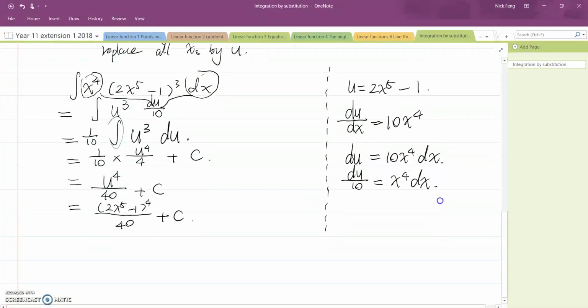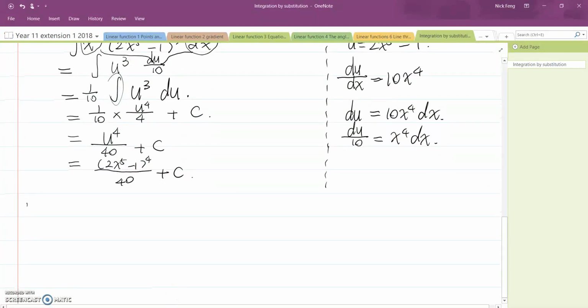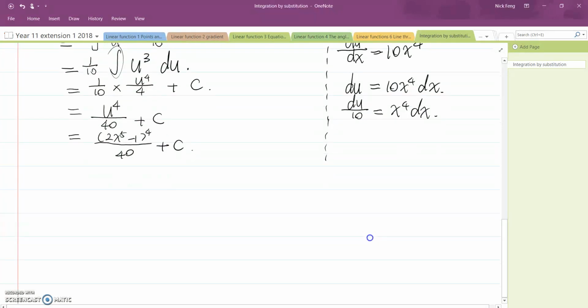So here we go. Now I'll do reverse chain rule. In fact, I'll talk about reverse chain rule later in a more systematic way. I'll do a few more integration by substitution with you first. So let's have a look at the next question. Let's find the integral of x squared root of x cubed plus 1 dx.